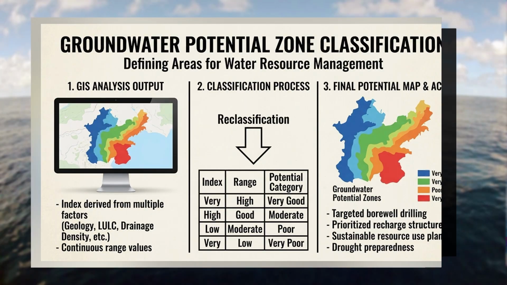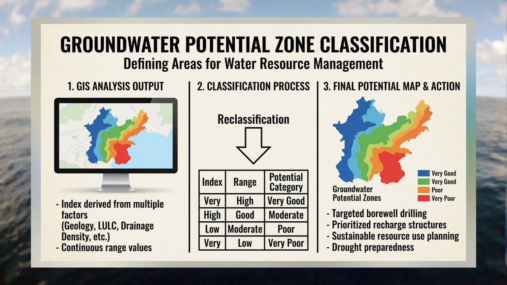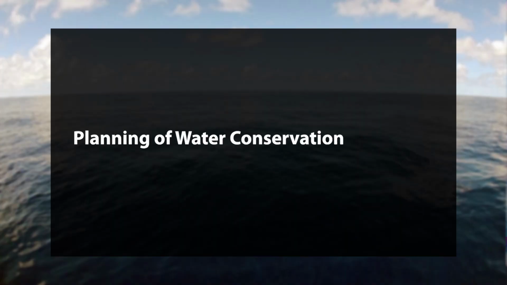So, GIS based weighted thematic layers are integrated using GIS tools, and a composite groundwater potential index is generated. So, groundwater potential zones are classified into very good, good, moderate, poor, and very poor groundwater potential zones. Validation using well yield data, groundwater level data, and field observations has to be done. Another important application is planning of water conservation structures.